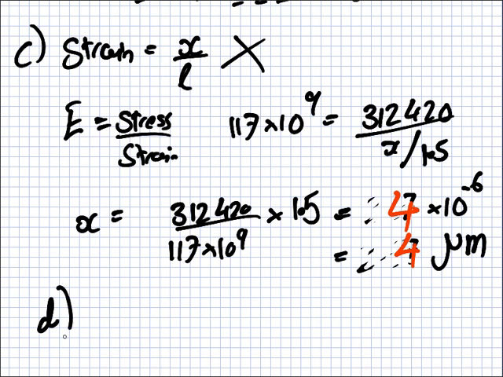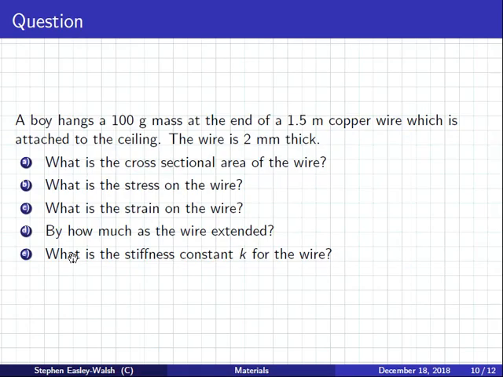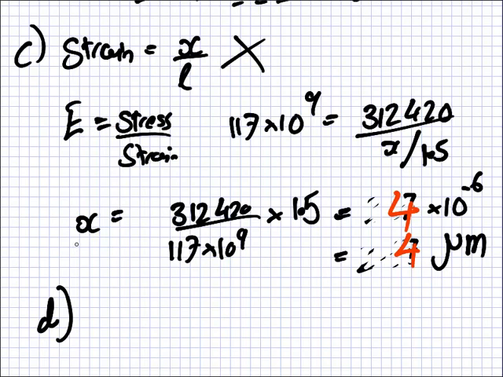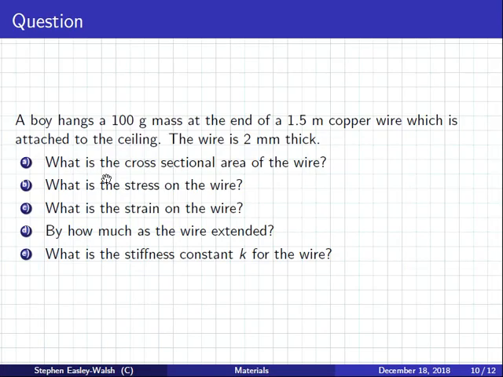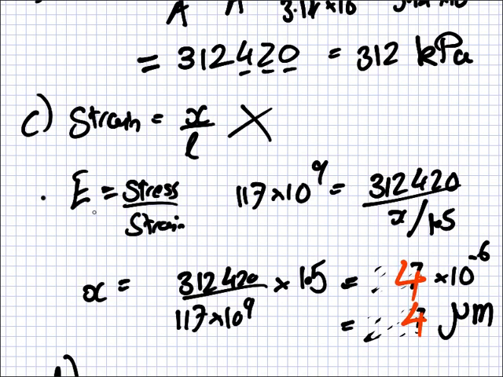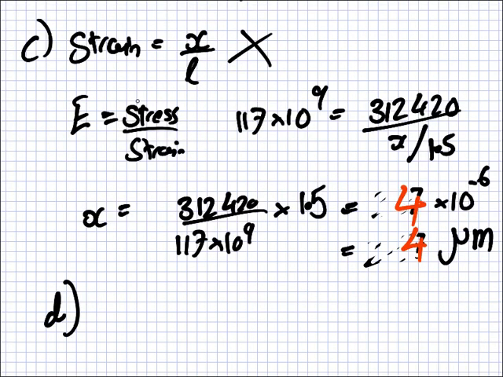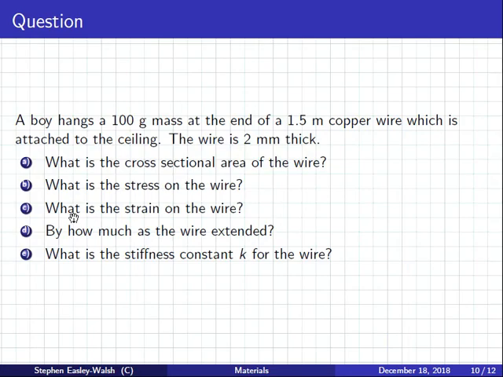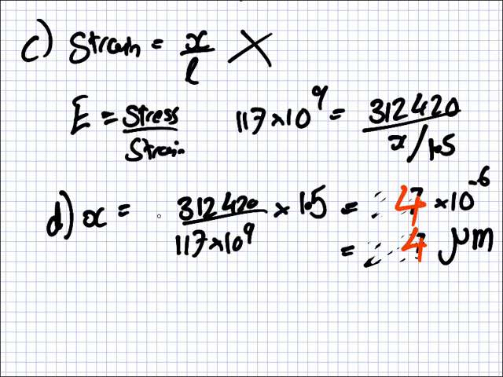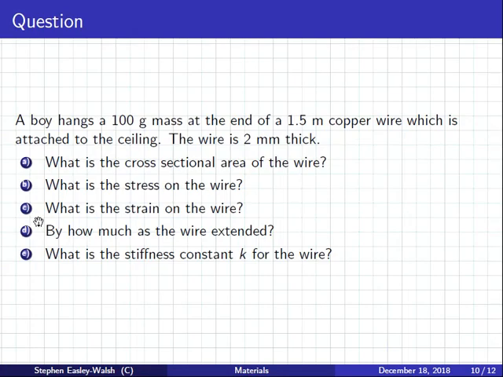Okay, D. Oh, sorry, that is D. A is the area. B is the stress. No, C is the strain. And D is how much X extended. The D is the X. C is the ratio. No, we didn't get it right. What is the strain? We didn't get the strain, did we? Sorry, so that's the wrong way around.